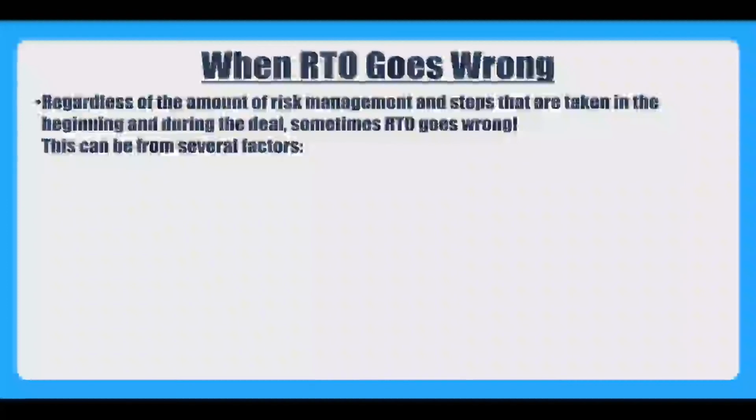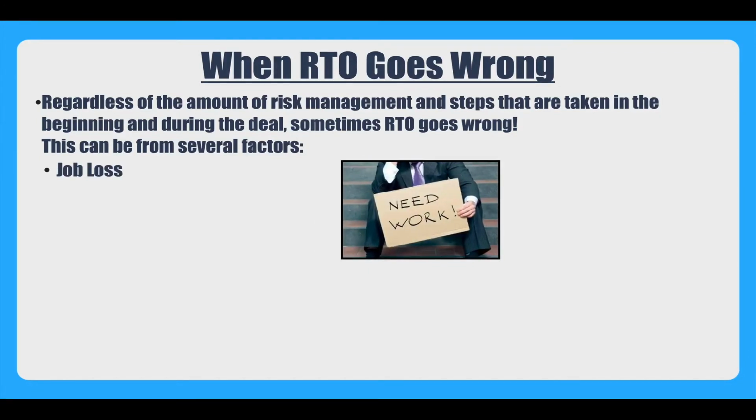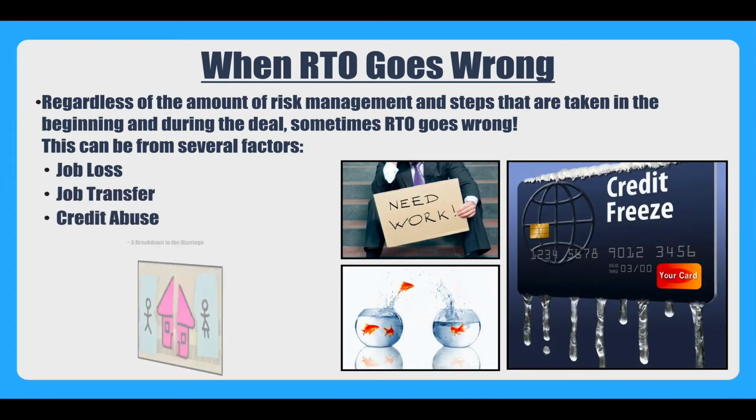What happens when rent-to-own goes wrong? We do need to talk about it. Some of the risks, because rent-to-own can go wrong, and if you've Googled it, you'll probably find a whole bunch of stories on it. But it can be done right. Regardless of the amount of risk and steps that are taken in the beginning and during a deal, sometimes a rent-to-own goes wrong. This can be from several factors such as job loss, job transfer, credit abuse, a breakdown in the marriage.